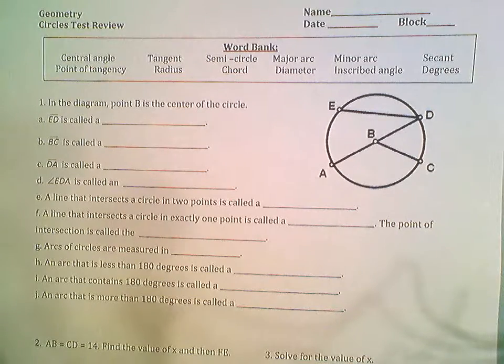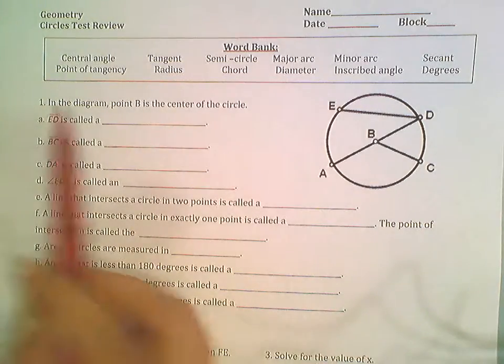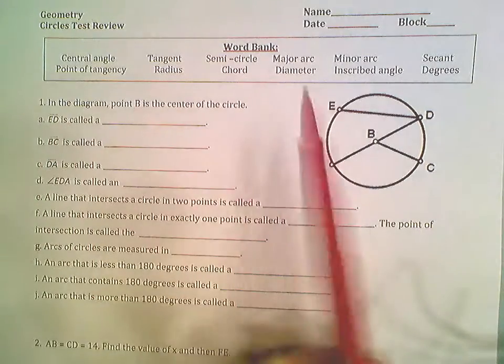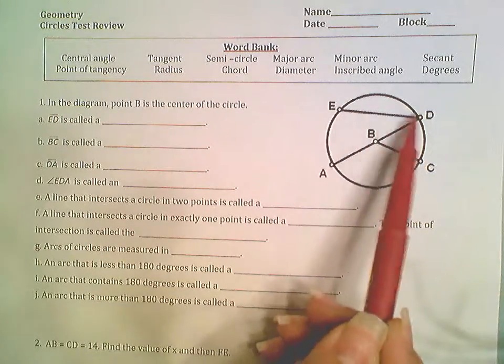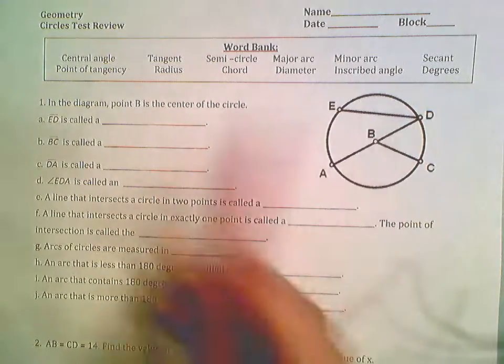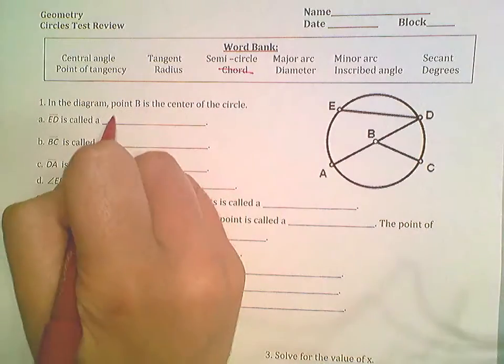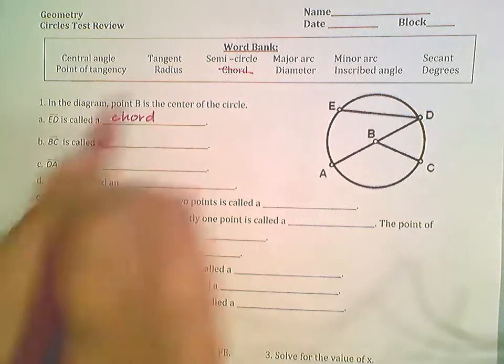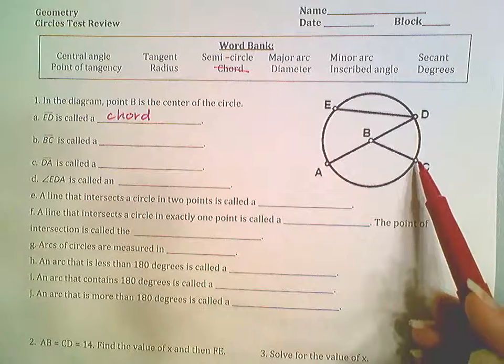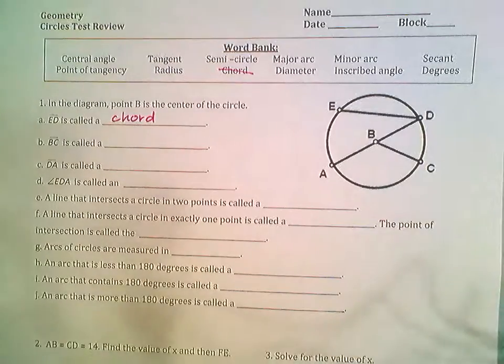For number 1, we're basically just recalling all of our common terms and definitions. In the diagram we'll be using, ED has endpoints on the circle but does not go directly through the circle, so that must be a chord. BC goes from the center of the circle to the edge of the circle.